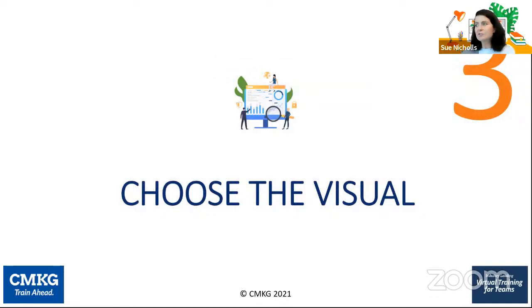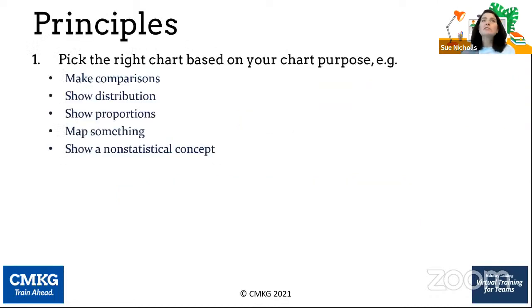The last thing is to choose the right visual. First of all, you need to pick the right chart based on your chart purpose. And there are a lot of different charts. I'm not going to go into details about it right now, but pie charts are the most overused chart in business. Pie charts should only be used for 5 slices of pie or less. You shouldn't have 2 pies comparing side by side. It's very visually hard to look back and forth between pies showing this year and last year.